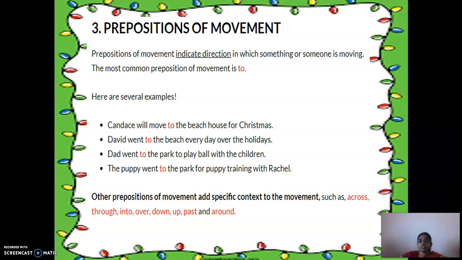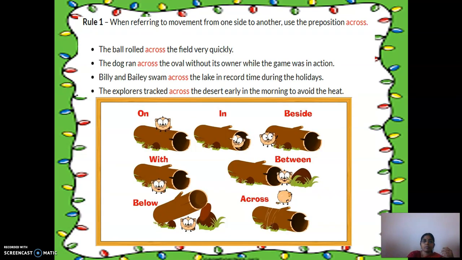So other prepositions of movement add specific context. We saw all the pictures: across, through, into, over, down, up, past and around. All these are prepositions of movement. Okay. So here also prepositions of movement are there. On, in, beside, with, between, below, across. So here all are mixed prepositions. It's not only prepositions of movement, all other prepositions are also there. And mainly I chose this picture to show you across, right?